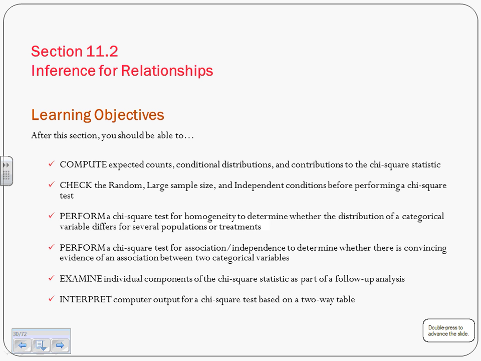All right, section 11.2, and we're going to be doing some more chi-squared statistic, but this time we're going to do the chi-squared test for homogeneity and the chi-squared test for association slash independence. So here we go.